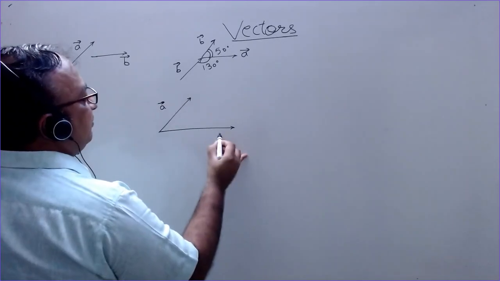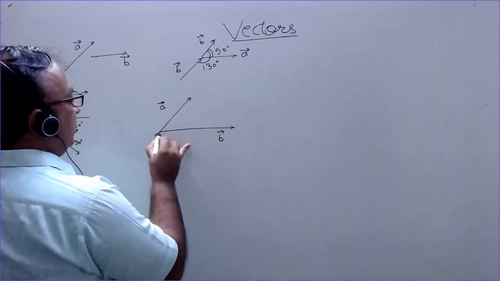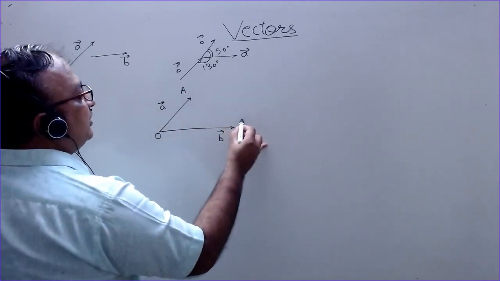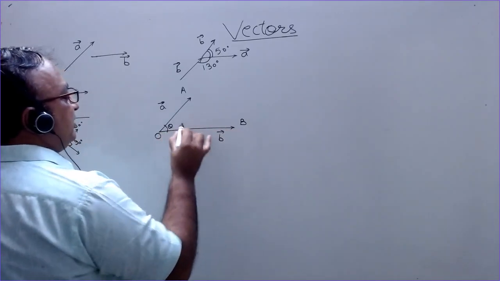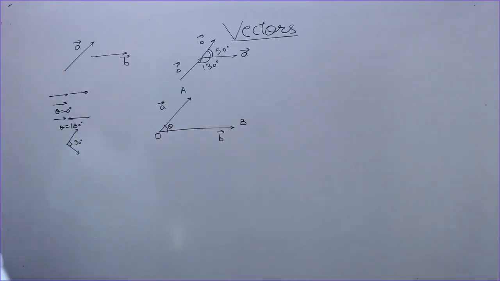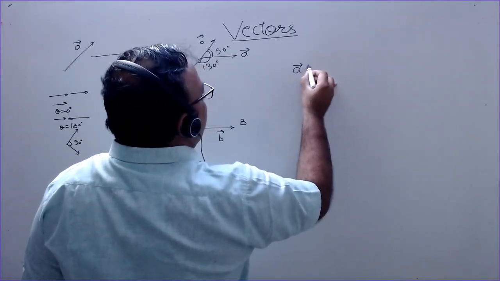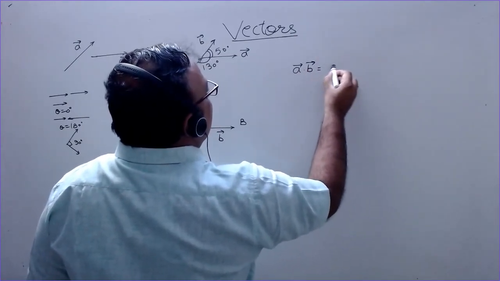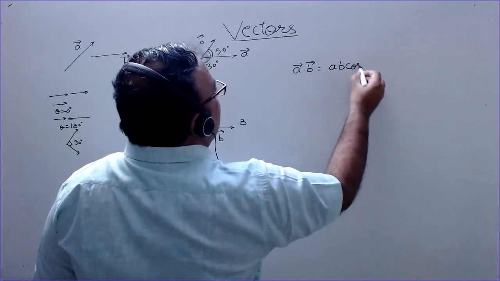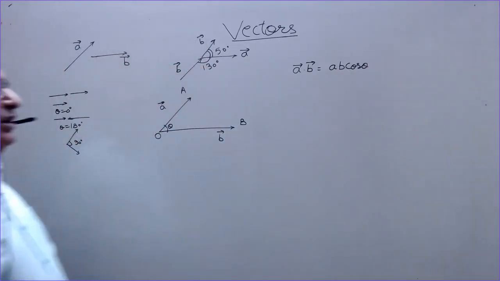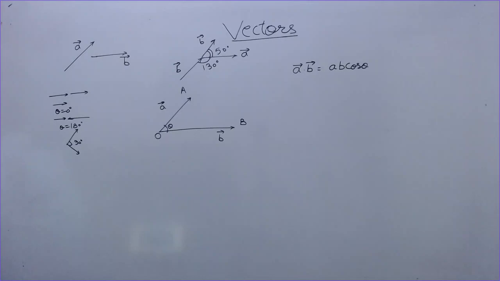A and B, point O, A, B. The angle between them is theta. The scalar product is defined as, because this is not having any direction, AB cos theta. A and B are the magnitudes of vector A and vector B respectively.